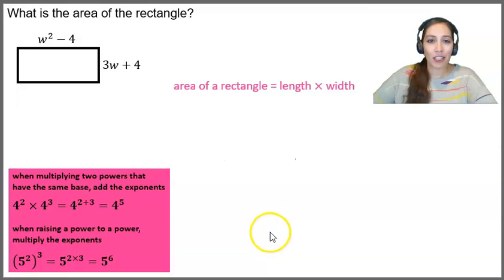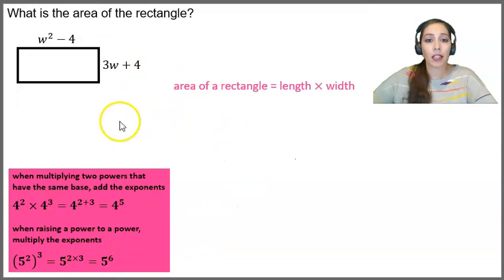Now that we have Chloe's cheat sheet notes, we can go ahead and multiply these two binomials by each other. Before we do that, let's look to see when we have to add exponents and when we multiply exponents. When you are multiplying two powers that have the same base, like 4 squared and 4 cubed, they have the same base of 4, and since we're multiplying them, we just add those exponents. If we are taking a power of a power, that is when you multiply the exponents.